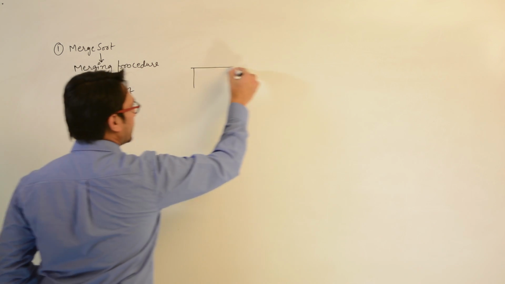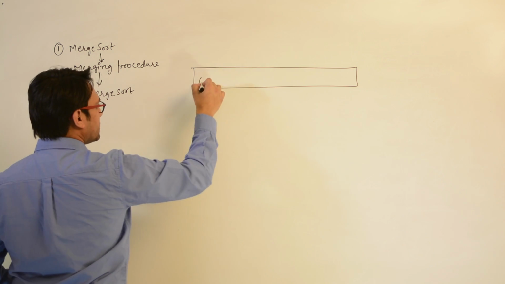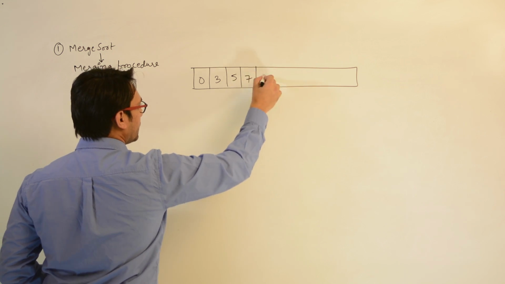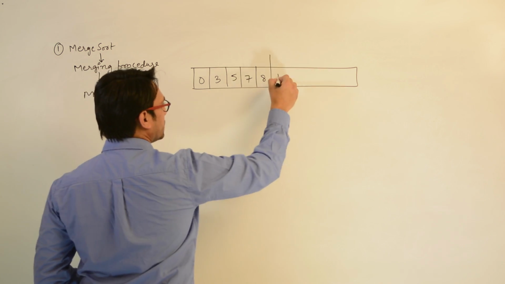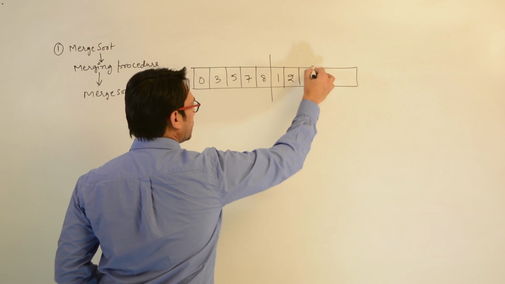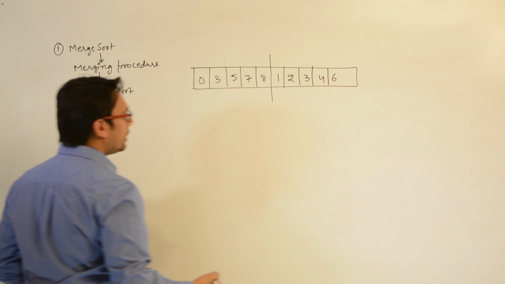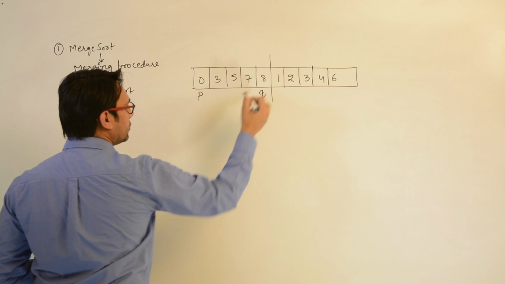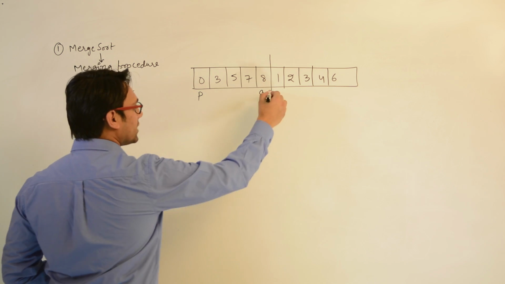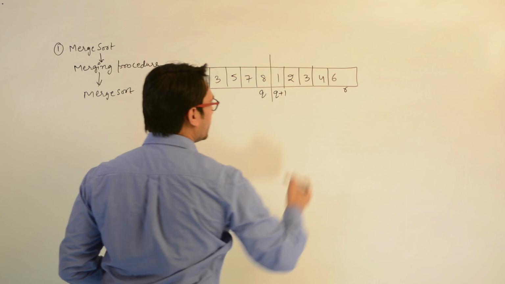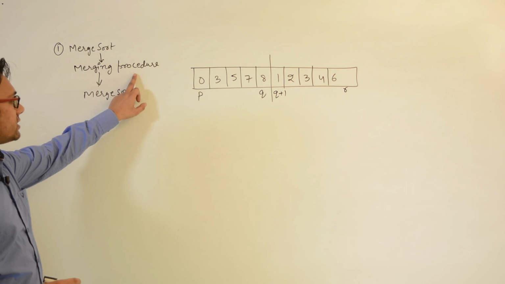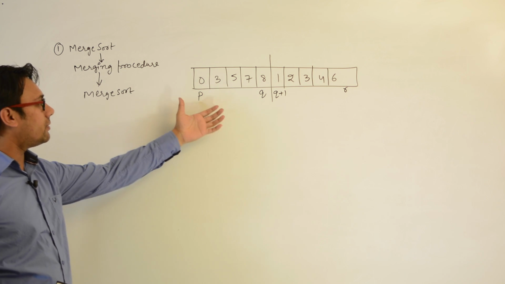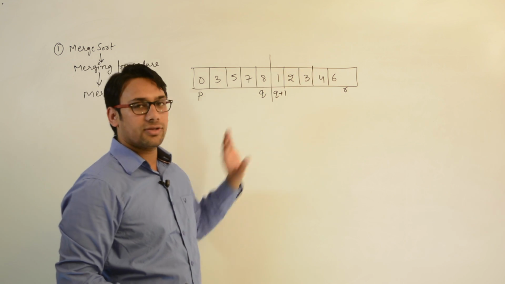Assume we have an array like this, containing the data 0, 3, 5, 7 and 8, and then we have the data 1, 2, 3, 4, 6. Now you can see in this array, from P to Q the data is already sorted, and from Q plus 1 to R the data is already sorted. We are going to use this merging procedure in such a way that it will make this complete array a sorted array.